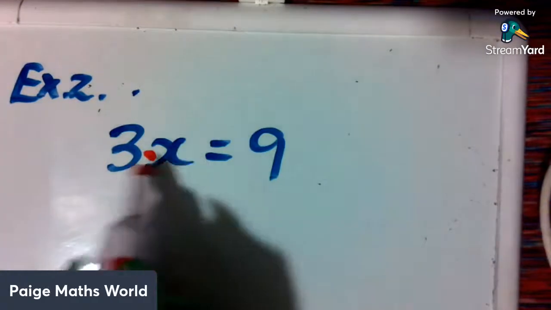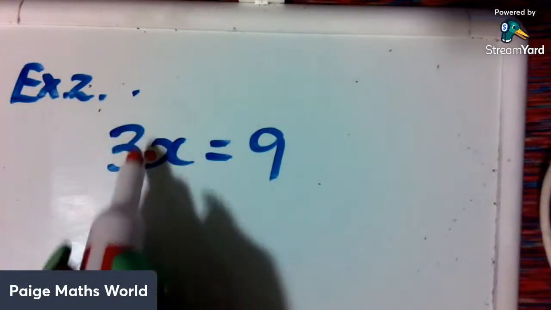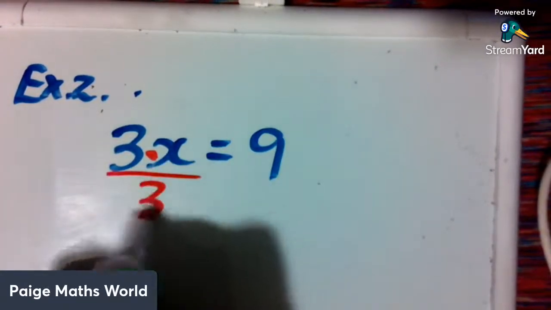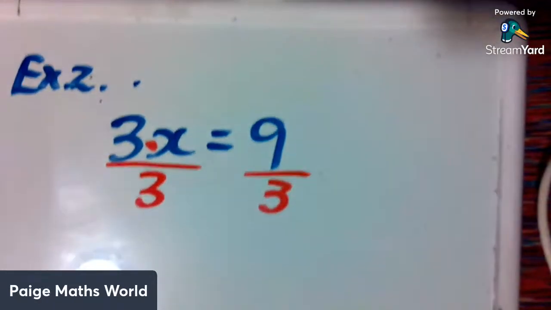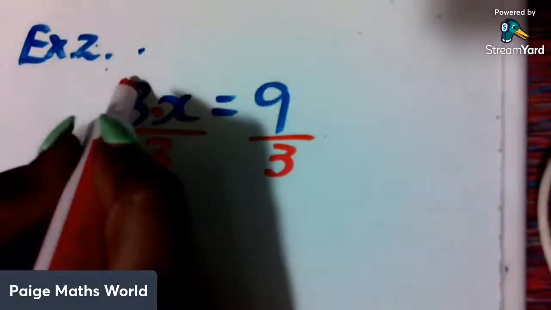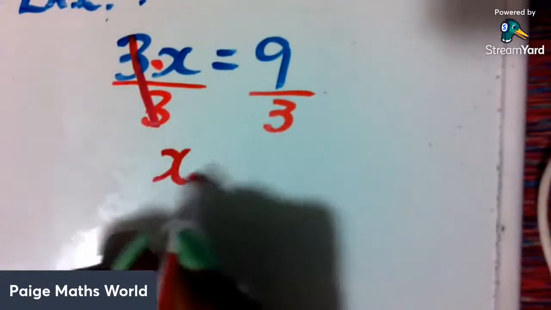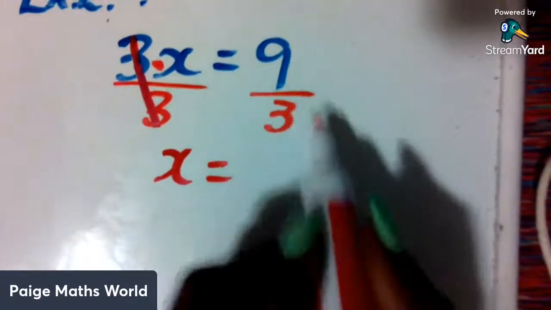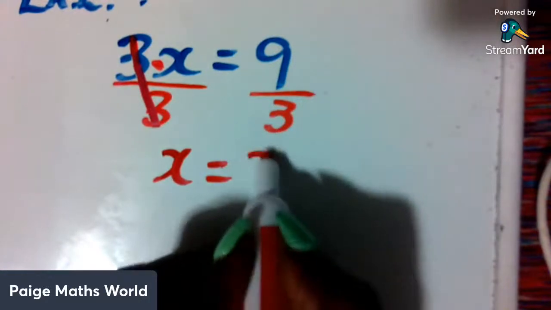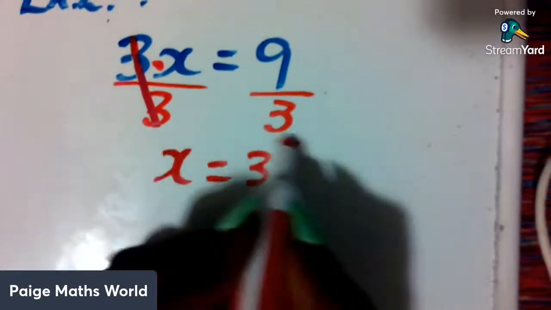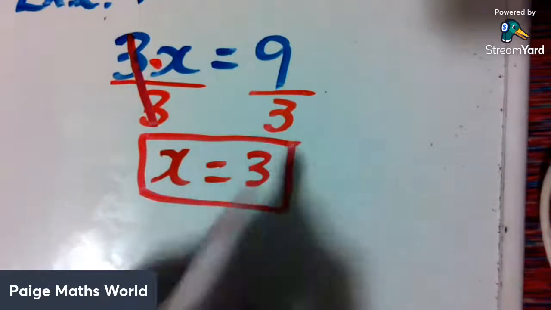So in order to get rid of this multiplication of 3, we have to divide both sides by 3, right? And so the 3's will cancel and eliminate each other. And so x is equal to what? 9 divided by 3 is 3 if you know your timetable. So yes, x is equal to 3.